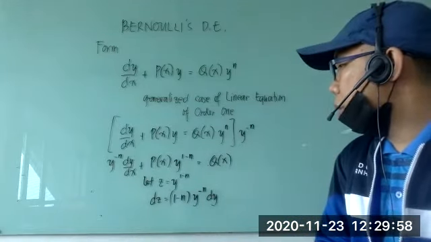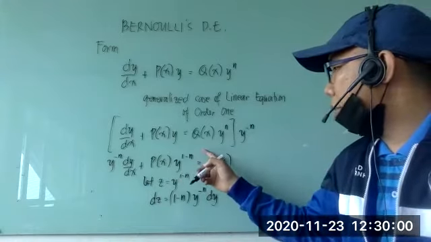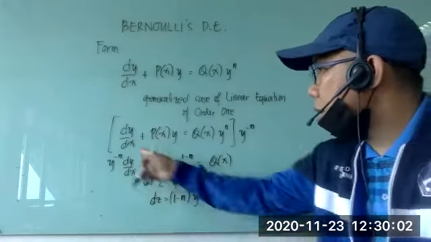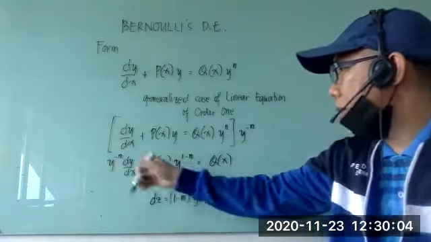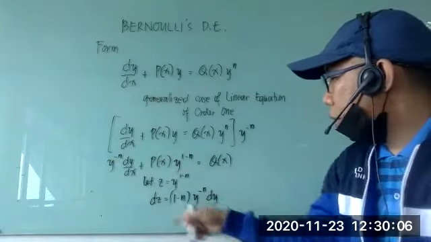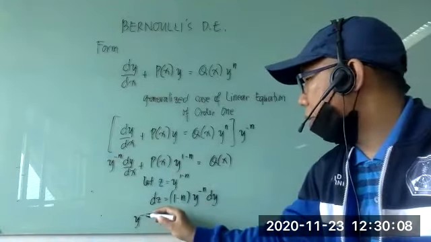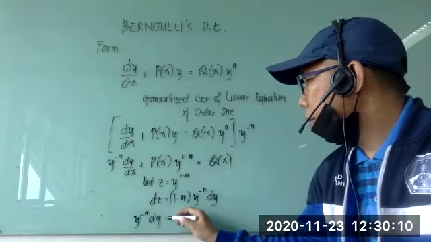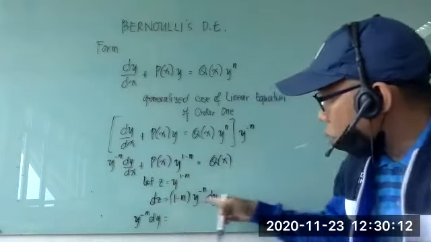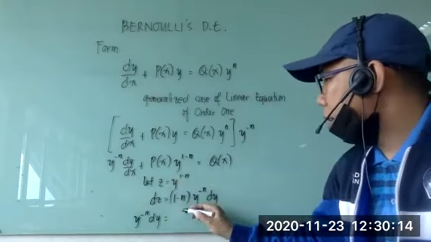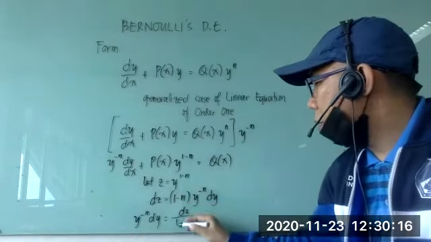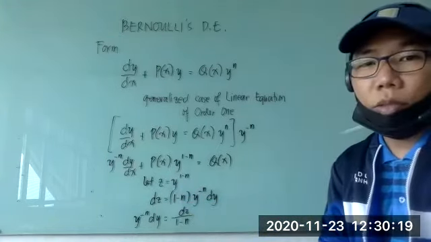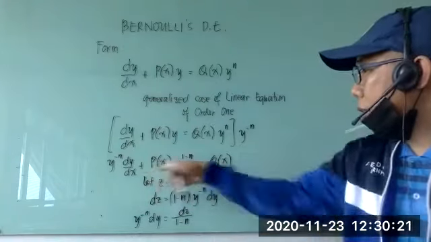Okay, so you are going to replace y raised to 1 minus n by z. And as you can see here, on the first term, you have y raised to n dy. So you can put this equation into that format. So y raised to negative n dy, dividing both sides by 1 minus n, will become dz over 1 minus n. Okay, now we plug in this equation.